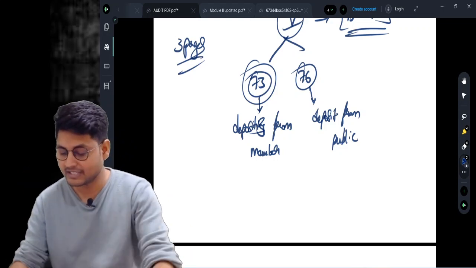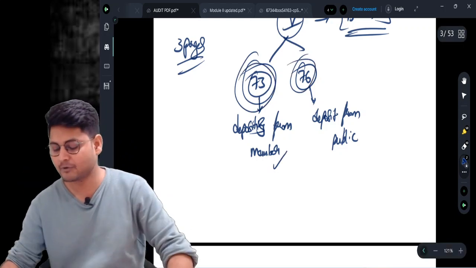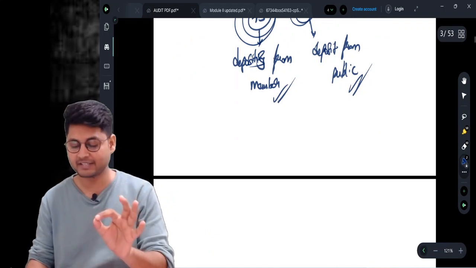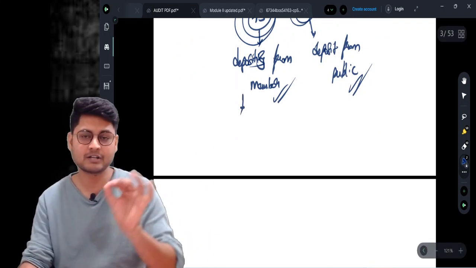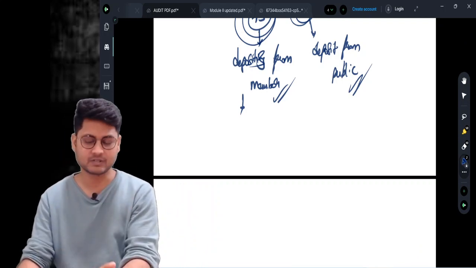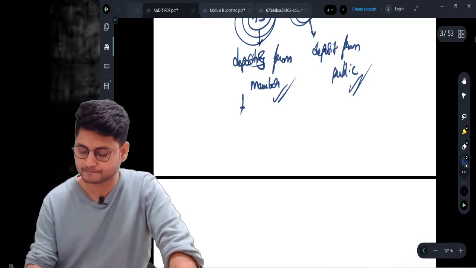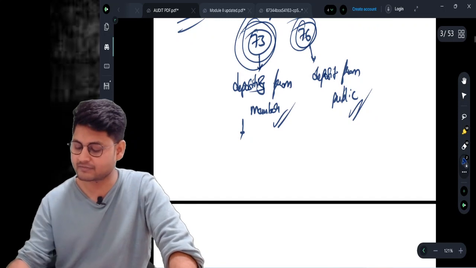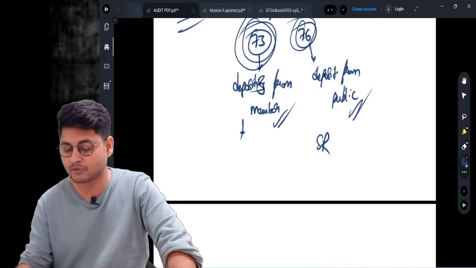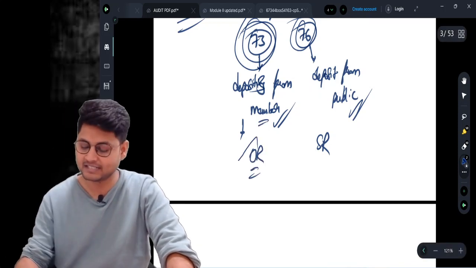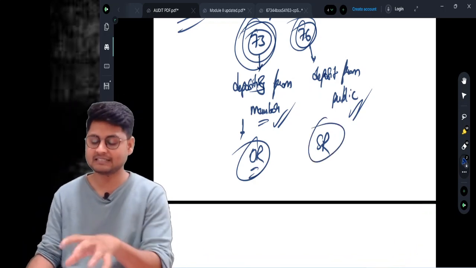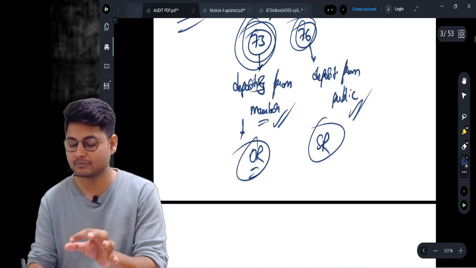Now, what are sections 73 and 76? Deposits from members, and deposits from the public. If the company is accepting the same, verify whether sections 73 and 76 are complied with or not. What is there in sections 73 and 76? Generally approvals. When the company is going to get deposits from the public, a special resolution must be passed. When the company is going to get deposits from members, an ordinary resolution of members is required. Ordinary resolution in case of 73, special resolution in case of 76. These are the things to be completed by the company.